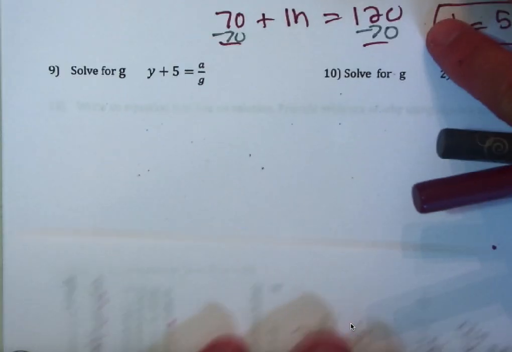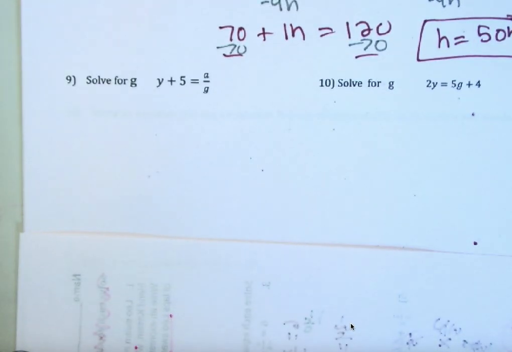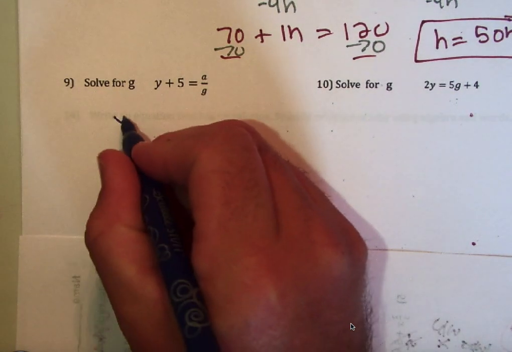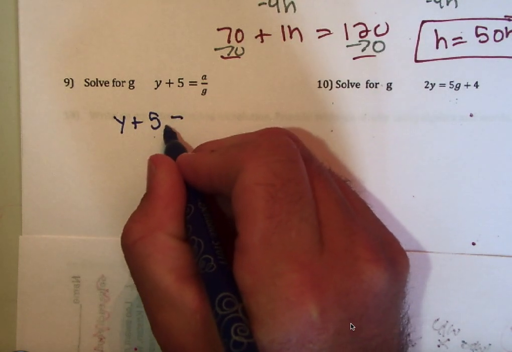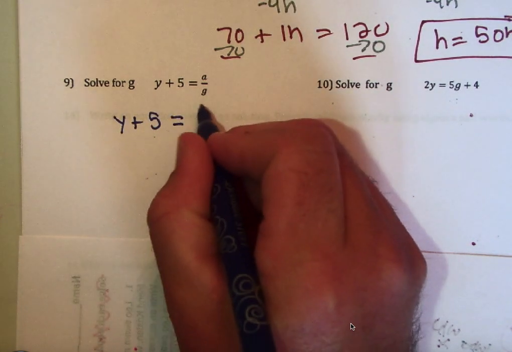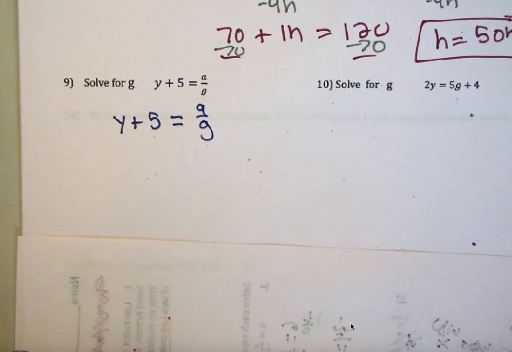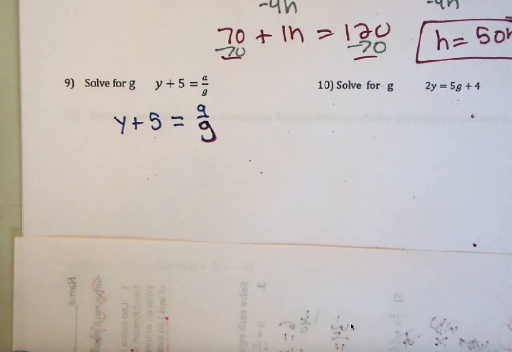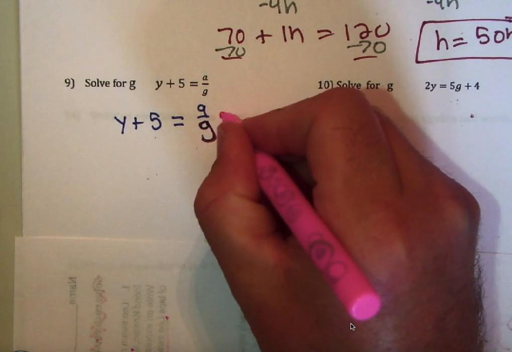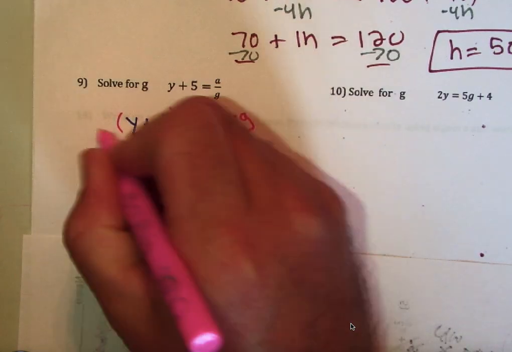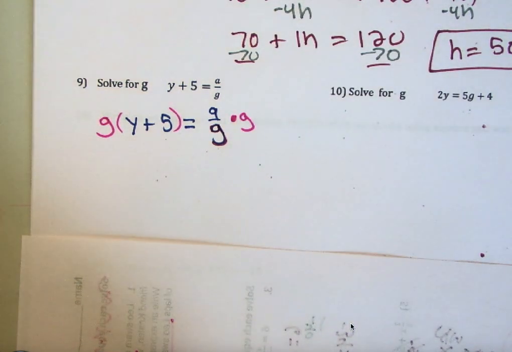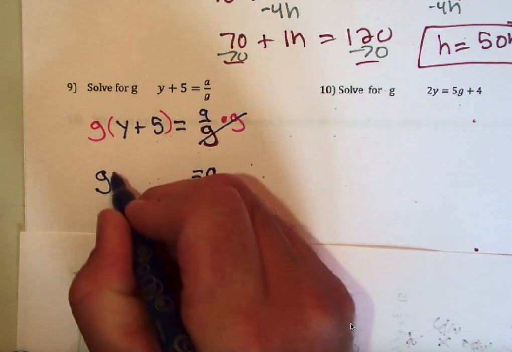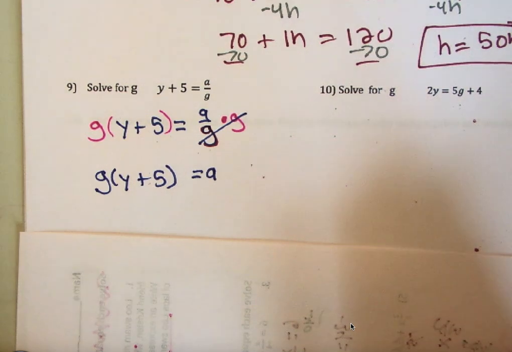All right, 9 and 10, which is a little tricky, but we'll go over them again. So number 9, solve for g, and there's g. So I'm going to rewrite it just for myself. y equals 5 plus y plus 5 equals a over g. Okay, and I'm going to solve for g. So right away I see that g is in the denominator. So that means I'm going to have to multiply both sides by g because that's what I'm solving. So this cancels, so we're left with a equals g times y plus 5 equals a.